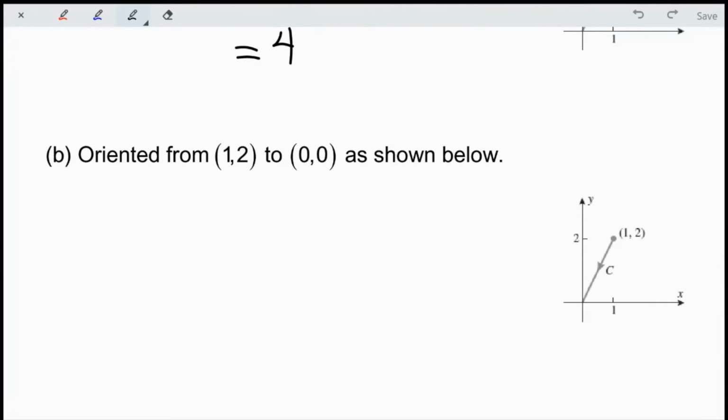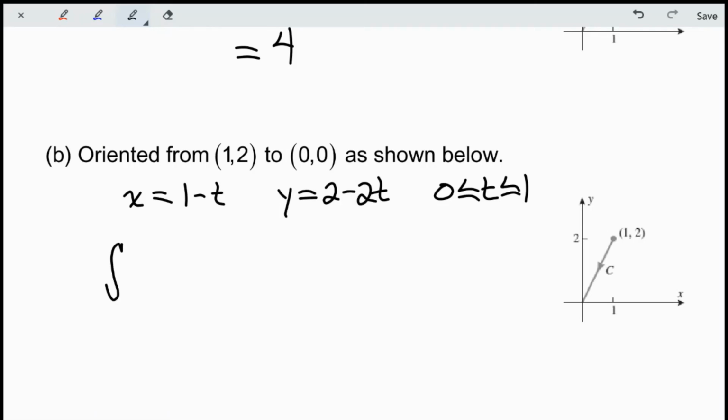Let's start with setting up our curves here. I'm going to say x is 1 minus t. I'm going to say y is 2 minus 2t. And my t values are going to go from 0 to 1. Now, you could also use the previous problem and just reverse it in terms of the t values. But what I wanted to do is set up a set of parametric equations where my initial t value gave me the point that I was looking for.